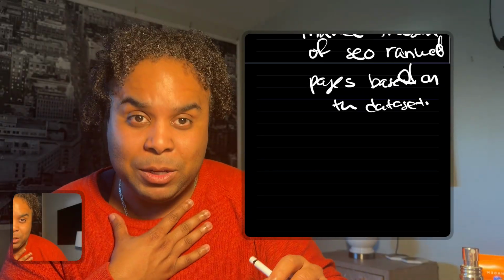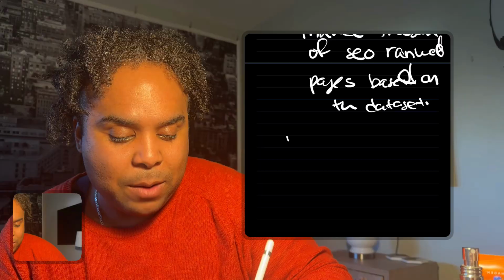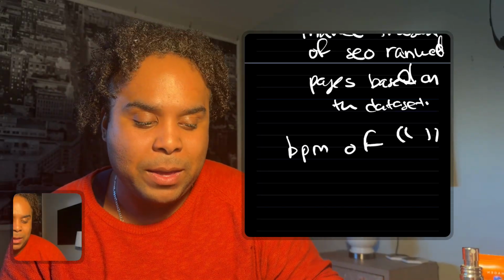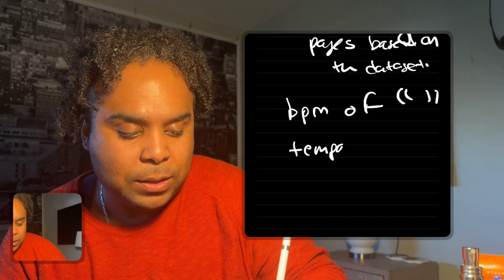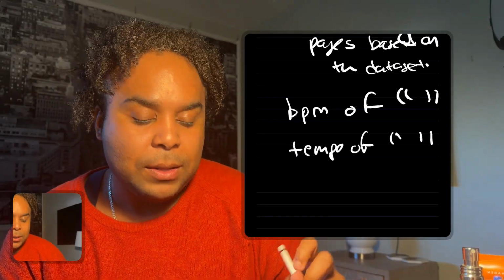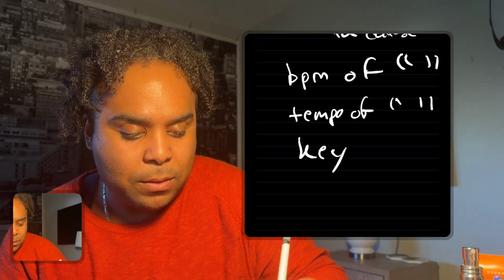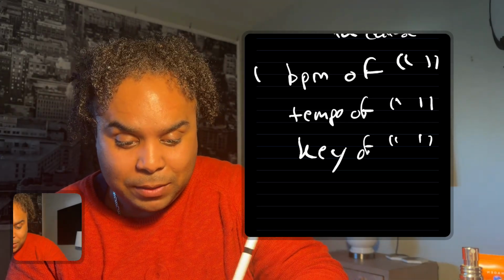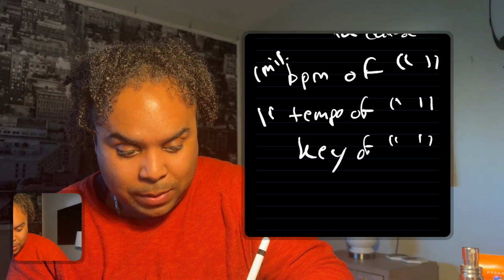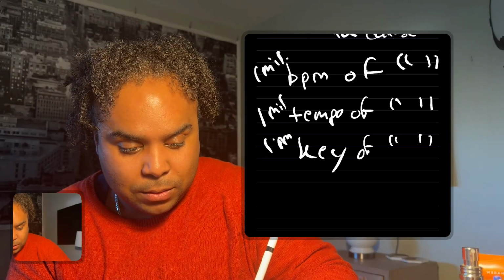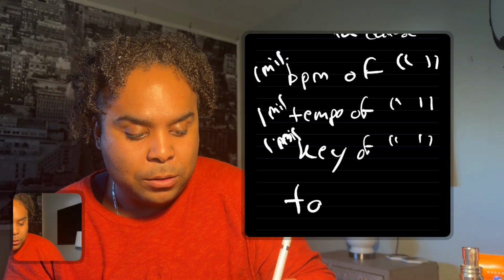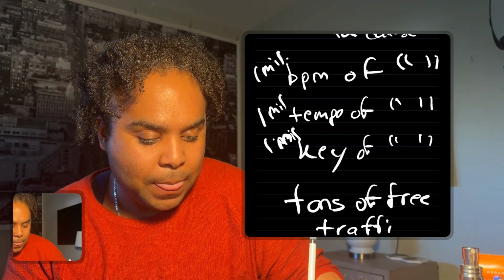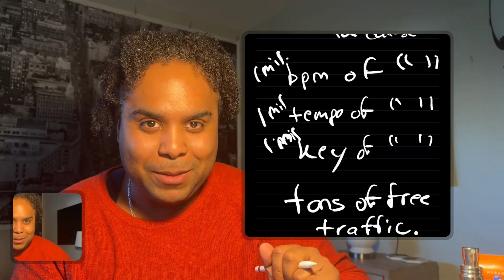So I always like to do a naming structure. Based on the example of the data set we had, BPM of, right? And then you have a million songs that you're going to list the BPM of. You have tempo of, which is essentially the same thing, but people use both words for search, right? You have key of, same thing. Because there was a million songs in that database, if this is 1 million pages, then you have another million pages, then you have another million pages, you see you're going to have tons of free traffic. And that's the name of the game.